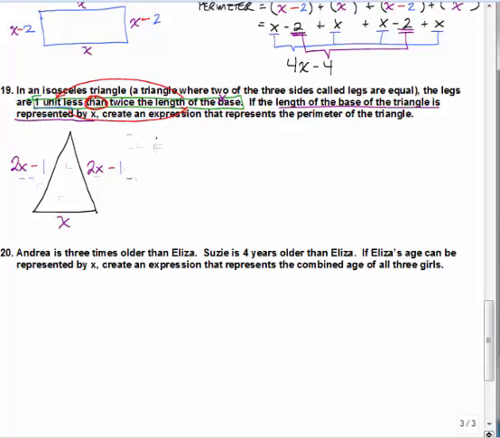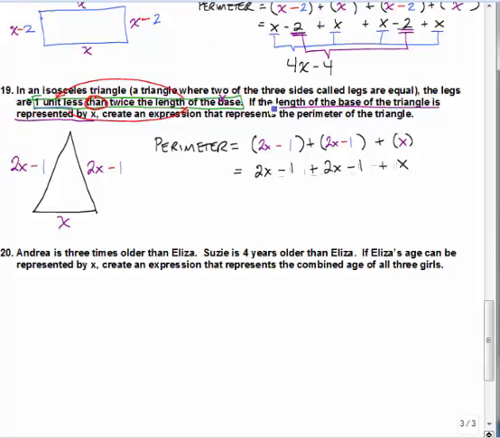Alright, so for the perimeter, again, it's just adding up all 3 sides. So in this example, we'll have, I guess, 2x, 2x, and x. Just keeping the colors the same so you can see where they came from. Alright, so now since the parentheses were just this side plus this side plus this side, that'll be 2x minus 1 plus 2x minus 1 plus x.